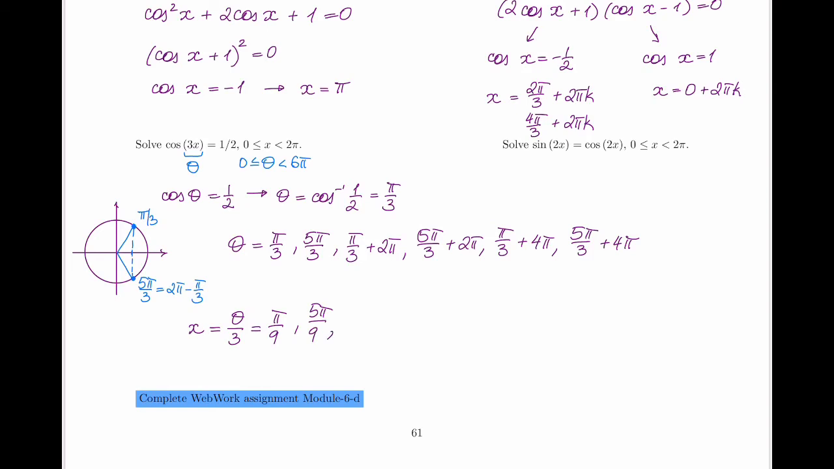Pi over 3 plus 2 pi, I'm going to divide each part by 3. So pi over 3 divided by 3 is pi over 9, and 2 pi over 3 is 2 pi over 3. Okay, and so on. So I'm going to have 5 pi over 9 plus 2 pi over 3. And then I'm going to have pi over 9 plus 4 pi over 3. And finally, 5 pi over 9 plus 4 pi over 3.